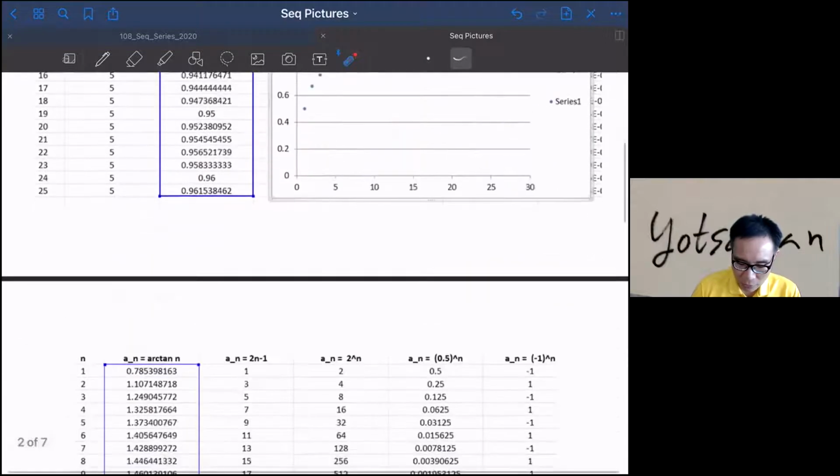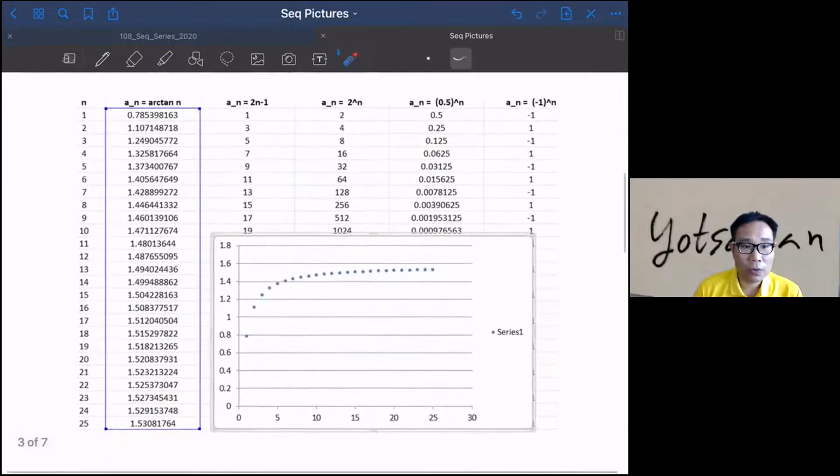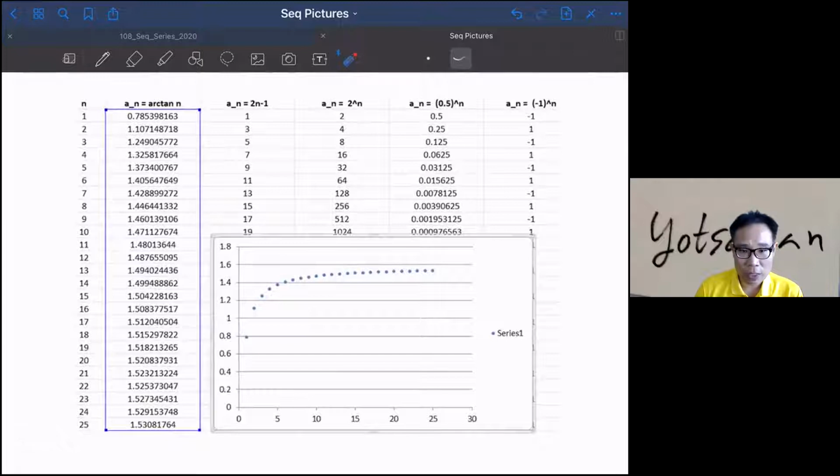The next one is the graph of a_n equal to arctan n. You see the shape of the graph of arctan. When n equal to 1, arctan 1 is pi over 4, and pi over 4 is about 3.14 over 4, and you're going to get the number. So it's going to be arctan 1, arctan 2, arctan 3, until arctan 25, and until arctan infinity.